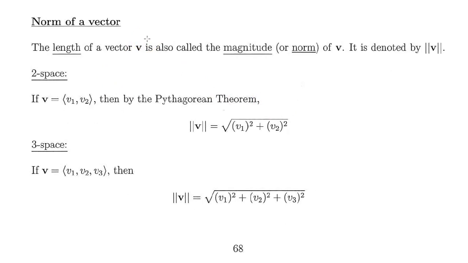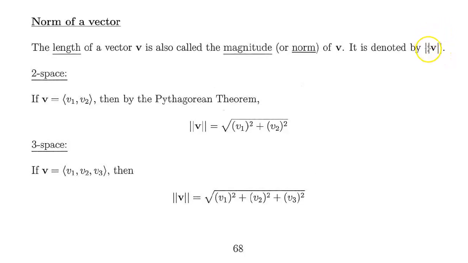Okay, now let's talk about the norm of a vector, which is also just called the length of a vector, or the magnitude of the vector. So the length of a vector v is also called the magnitude or the norm of v. And it's denoted by this. Sometimes books will use absolute values, but usually they use this, because absolute value, we try to reserve for just numbers, like the absolute value of -4 is 4. But when we're talking about the length of a vector, we use these double bars around it.